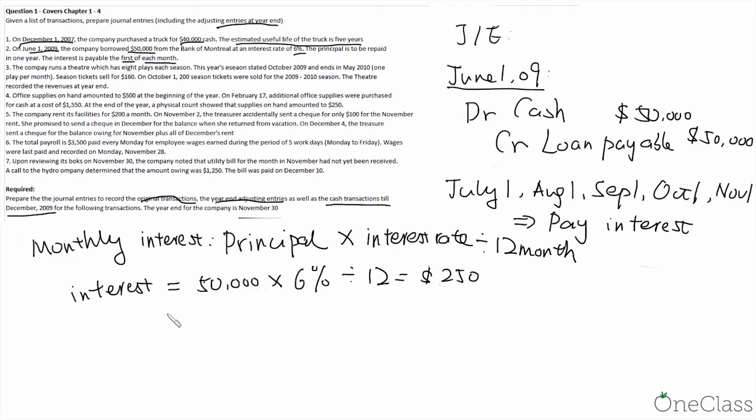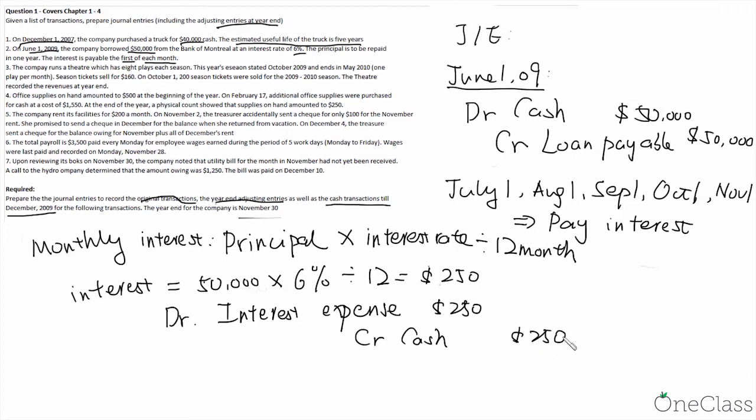So on July 1st, August 1st, September 1st, October 1st, and November 1st, we all need to book the same journal entry, which is debit interest expense of $250 and credit cash of $250.